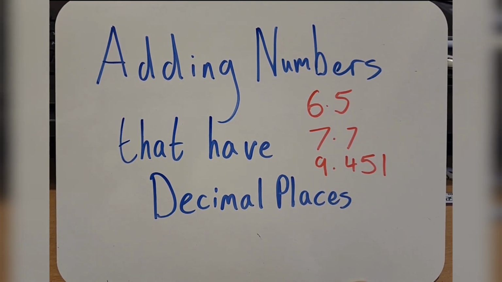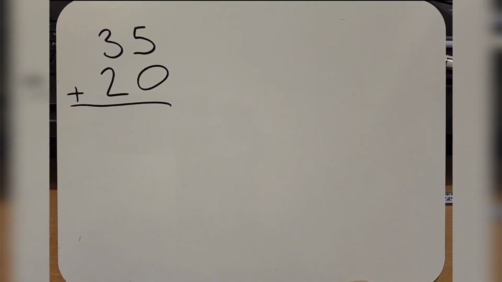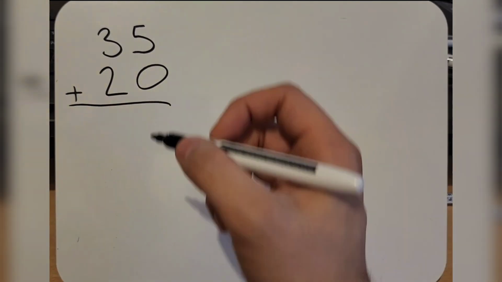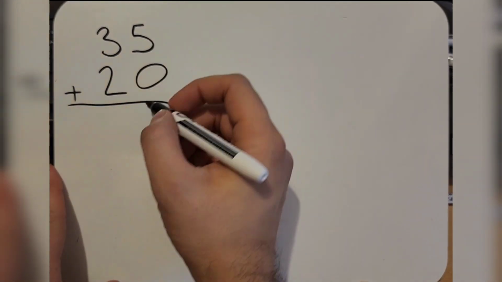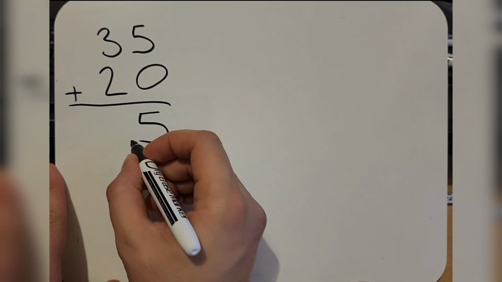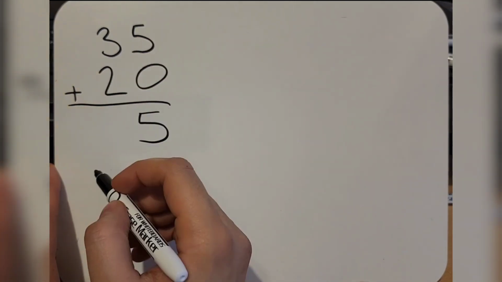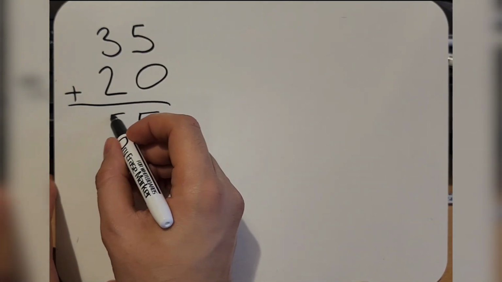9.451. So in this video, we are going to assume that you know how to do column addition, and we're going to start off with something easy that's not decimals actually. 35 plus 20, and here you do 5 add 0, which is 5, and you do 3 add 2, which is 5 as well.